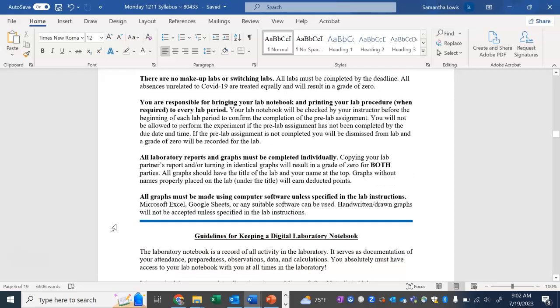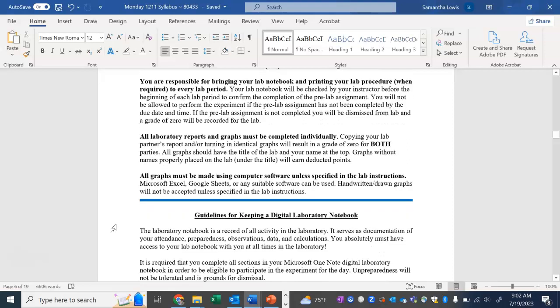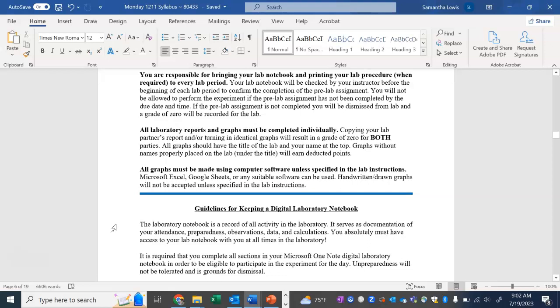That brings me to the fact that there are no makeup labs. You cannot make up labs or switch labs. The absences unrelated to COVID-19: you will reach out to our HR team, who will give all the logistics about your COVID-19 issues to me, and that's how we'll handle that. So again, there are no makeup labs. You cannot switch a lab. You are responsible for bringing your laboratory notebook and printing your lab procedure if you have to every lab period. I would advise you to print your lab report when you come to lab.